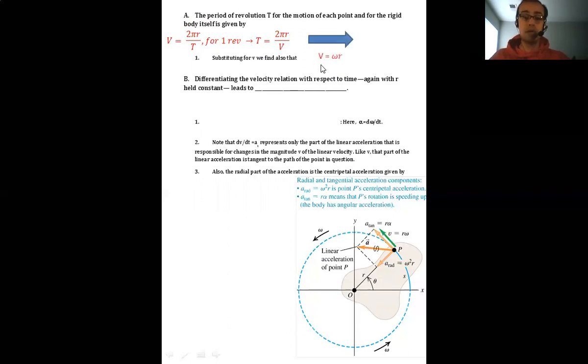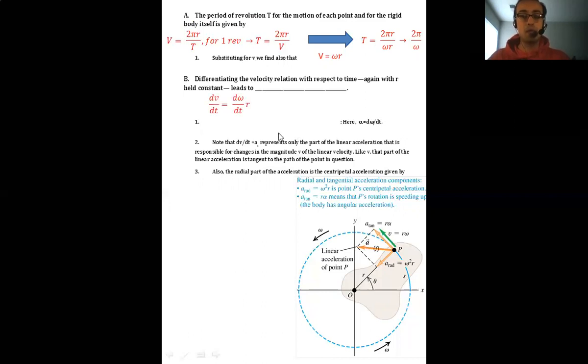But we saw on the previous slide that v is equal to omega times r, omega times the radius. So when we plug in, we find that T is equal to 2 pi r over omega r. The r's will cancel, and the period is given by 2 pi over omega. So that's another handy thing to have in your back pocket. As you might imagine, the distance that you have to cover, 2 pi, over the speed at which you're covering it, gives you how much time it takes to cover one full revolution.